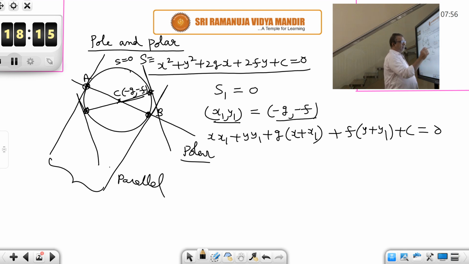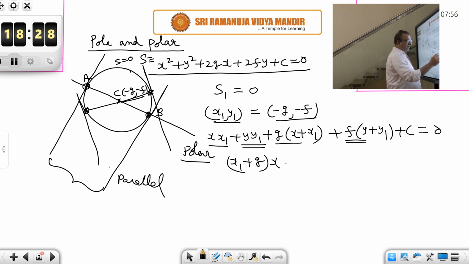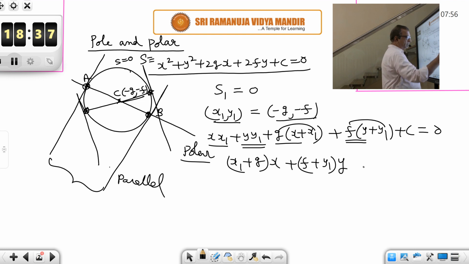So, in place of x1, first let us simplify this. x x1 plus g x. So, (x1 plus g) into x. Here y1 plus f y. So, (f plus y1) into y. Remaining quantity is g x1 here, f y1 here, c here.